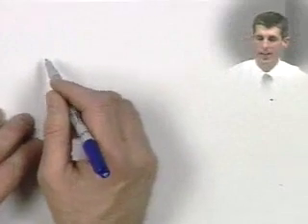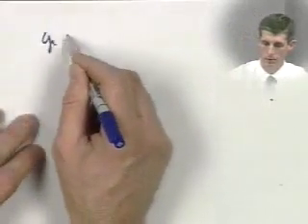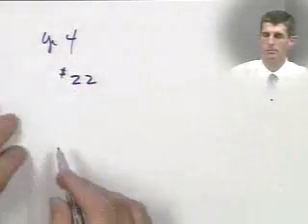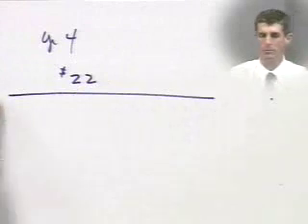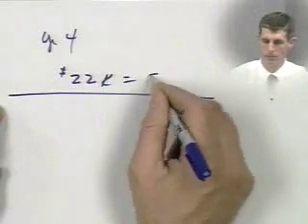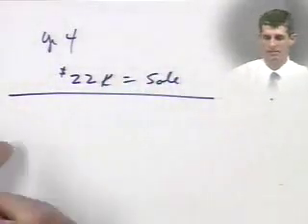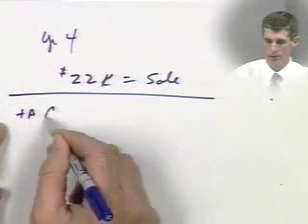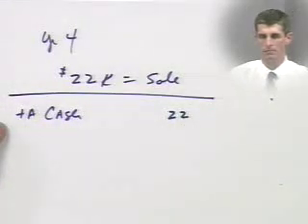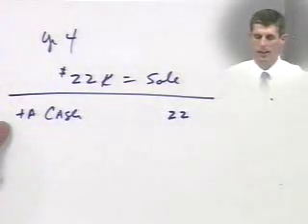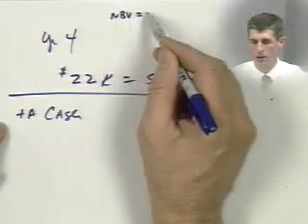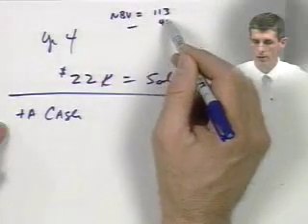So it is the end of year 4, and you sell this asset for $22,000. What journal entry do you make? Cash, an asset. Okay, we increase an asset called cash for how much? 22. What is accumulated depreciation as of the end? What's the net book value? It is 113 minus 40.